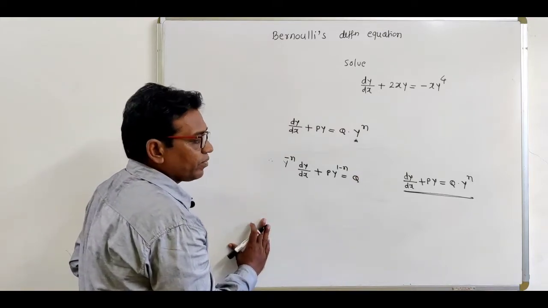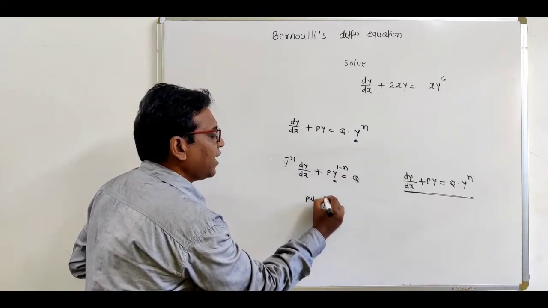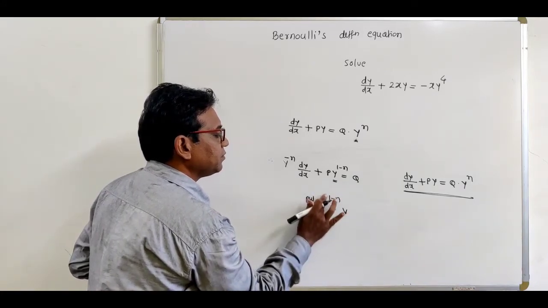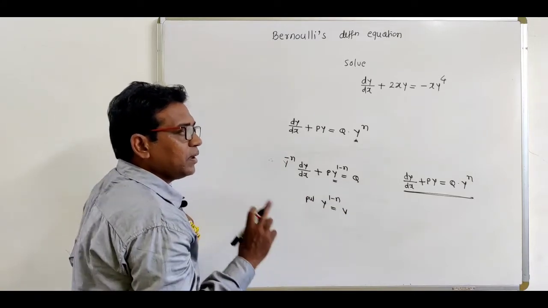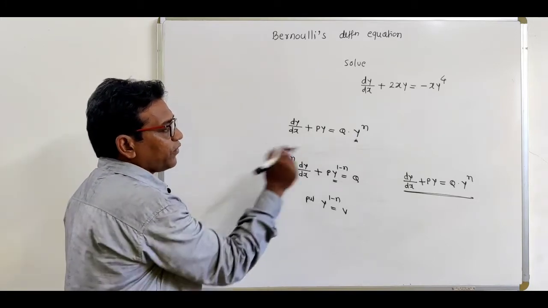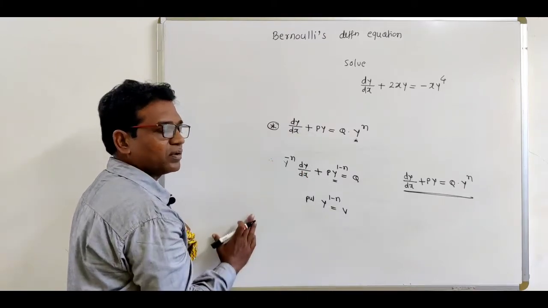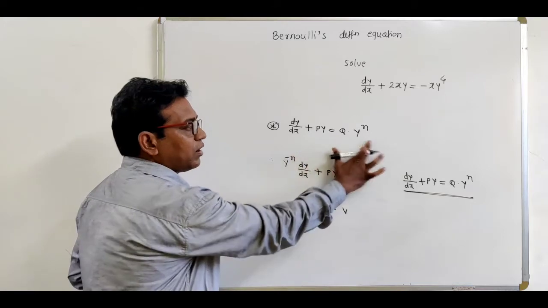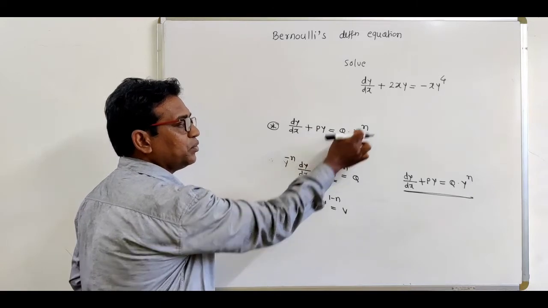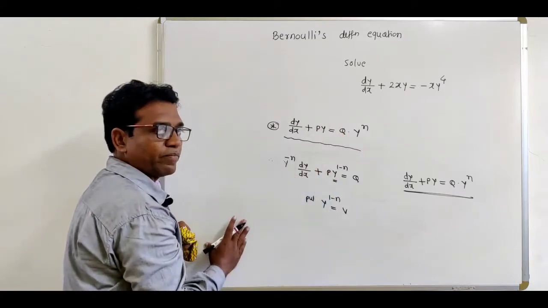Then what is the next step? Put this coefficient equal to v. So let us put y raised to 1 minus n is equal to v. So see, there are two steps in solving Bernoulli's differential equation. What is the first step? First of all, identify whether the given differential equation is a Bernoulli's differential equation or not. This is the standard pattern: a differential equation of the form dy by dx plus py equal to q into a term of y is called a Bernoulli's differential equation.